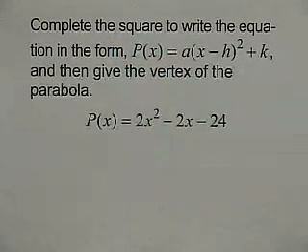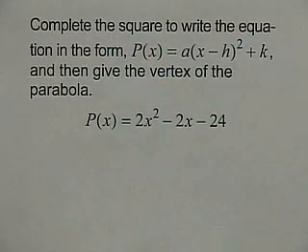Why don't you take a look at this next example and try to complete the square and find the vertex of this one. Here you're asked, complete the square to write the equation in the form p of x equals a times quantity x minus h squared plus k, and then give the vertex of this parabola. You're given the function p of x equals 2x squared minus 2x minus 24. Give this a try and check back with me when you've completed it.